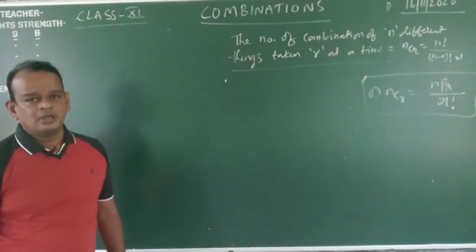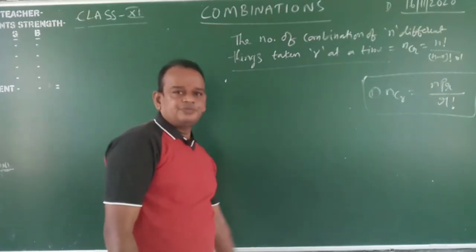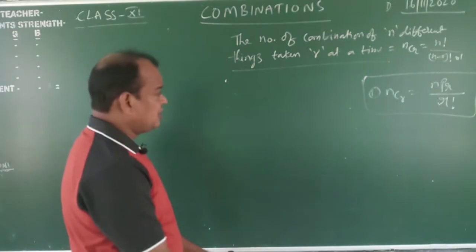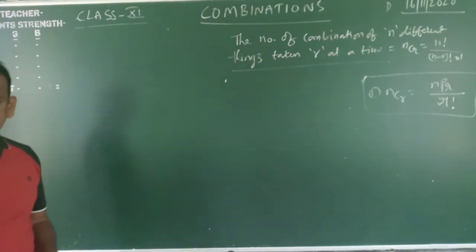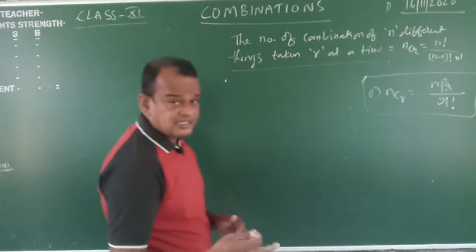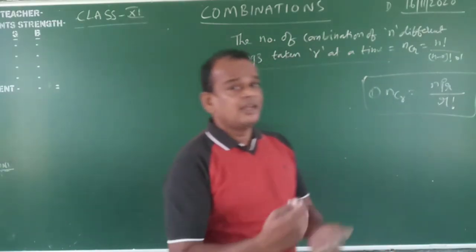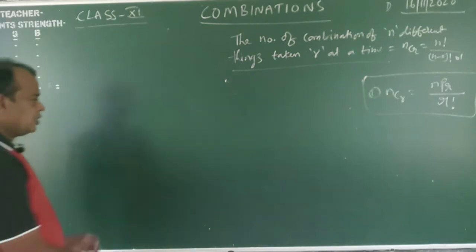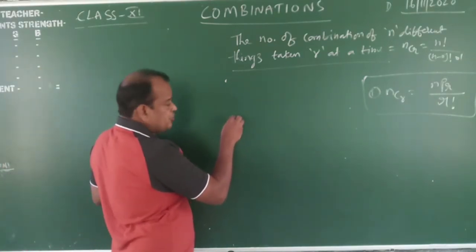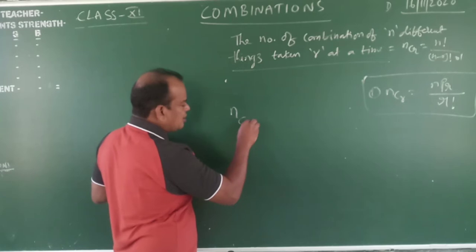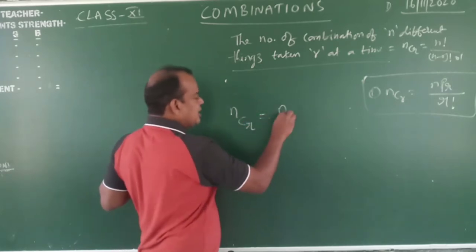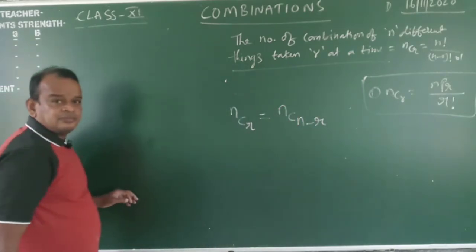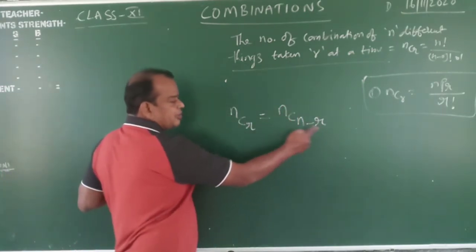Simply we will go with that formula. Now nCn is equal to 1, no problem at all. nC1 is equal to n, nC2 is equal to n into n minus 1 by 2 factorial, nC3 is equal to n into n minus 1, n minus 2 by 3 factorial, my dear students. Now, suppose n, r are positive integers, nCr is equal to nC(n minus r).